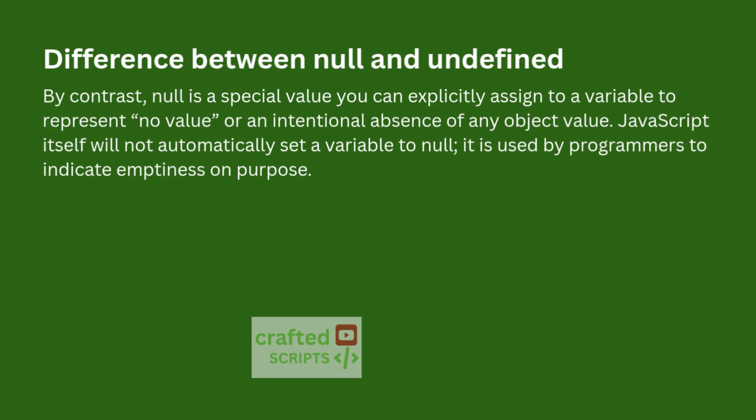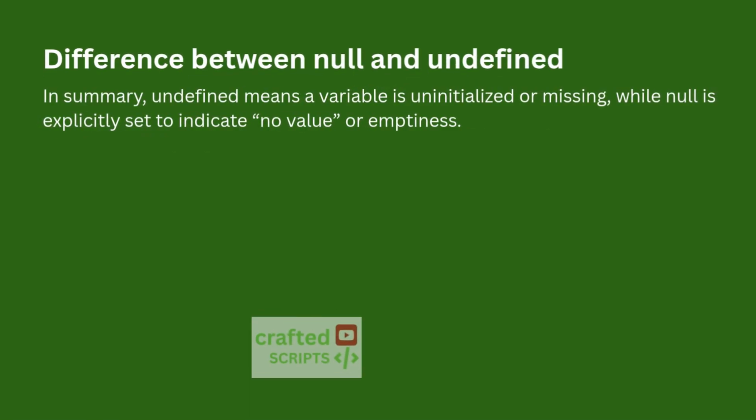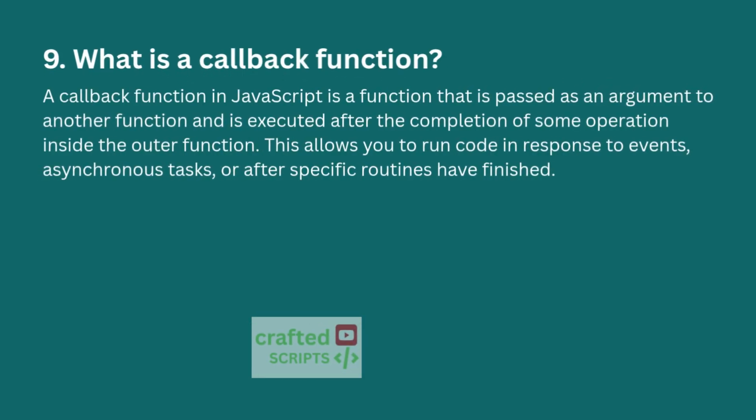JavaScript itself will not automatically set a variable to null. It is used by programmers to indicate emptiness on purpose. In summary, undefined means a variable is uninitialized or missing, while null is explicitly set to indicate no value or emptiness. Question number 9. What is a callback function?